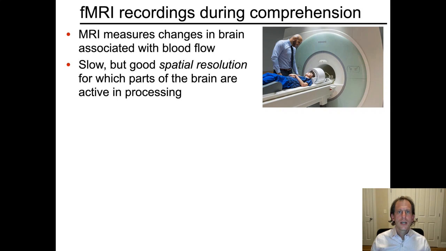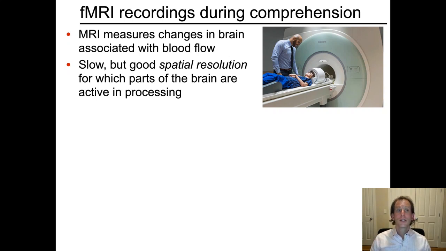fMRI is also used to study the brain basis of language. MRI as a measurement technique can pick up changes in blood flow, activation associated with blood flow. And F is for functional, that's looking at the changes in the blood flow rather than the structural, static properties of the brain. This is slow because it takes a matter of seconds for the blood to flow differentially to the parts of the brain that are most active. When a part of the brain is very active, it attracts more blood, and that leads to a differential signal that's picked up by MRI.